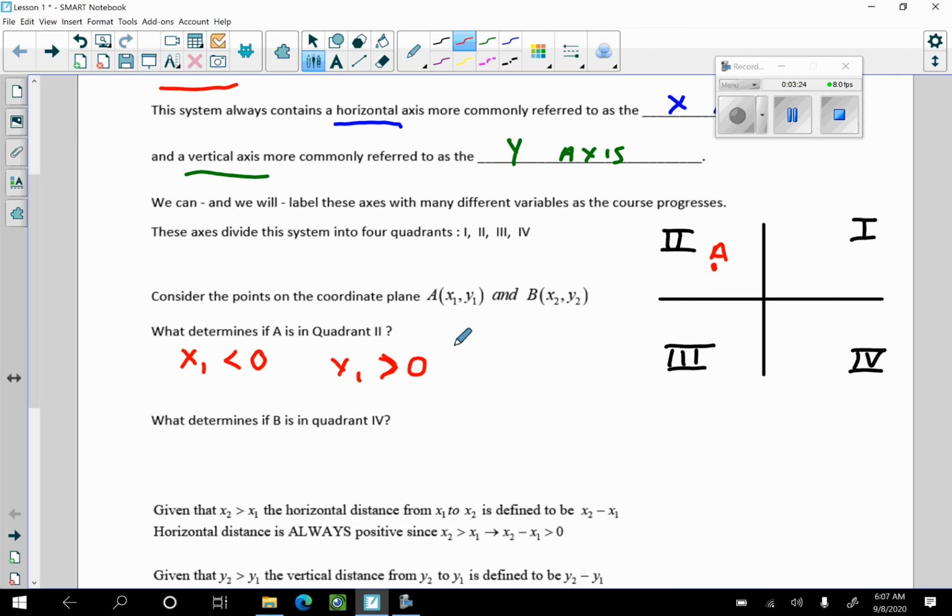What determines if B is in quadrant 4? If B is in quadrant 4, what do we know? Let's assume that B is down here in quadrant 4 somewhere. We know that x sub 2 is going to be greater than 0, and we know that y sub 2 is going to be less than 0. So just to review points in the quadrant system.